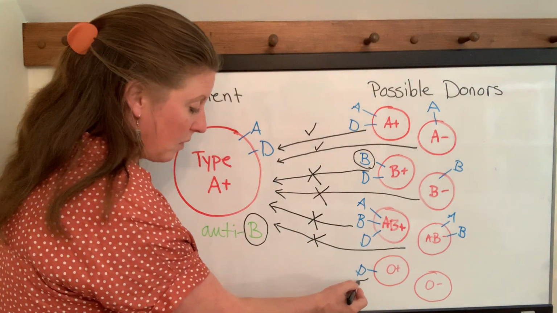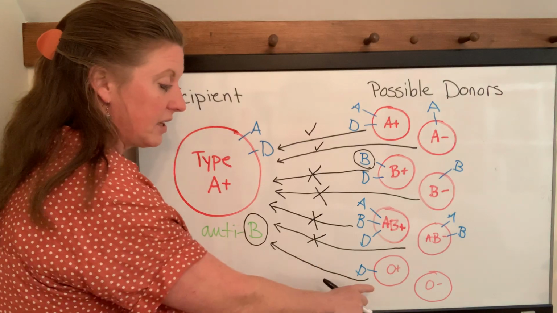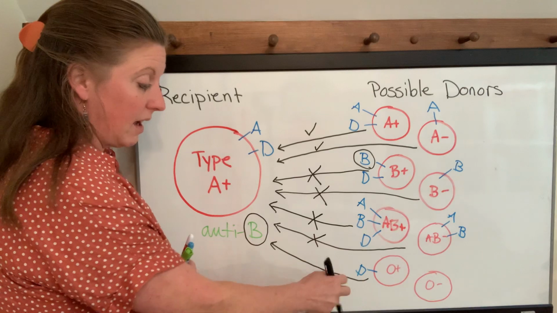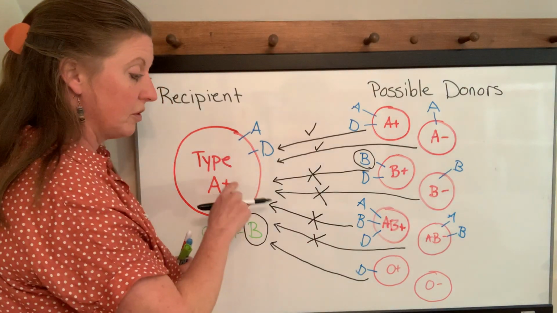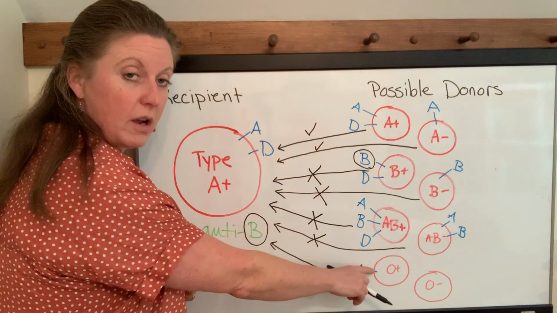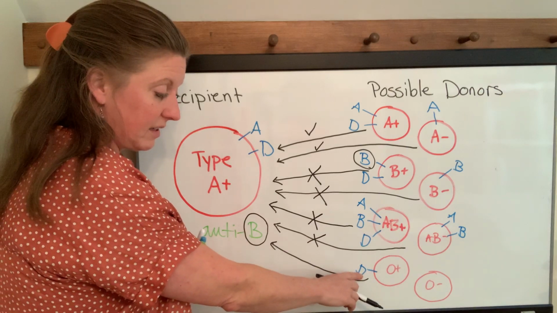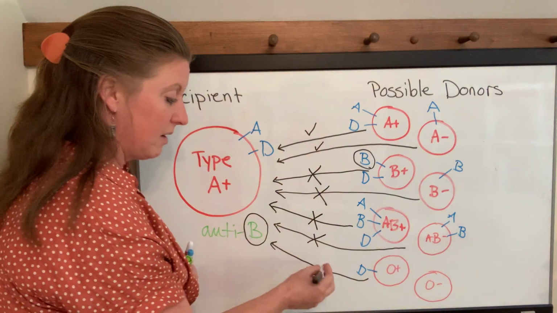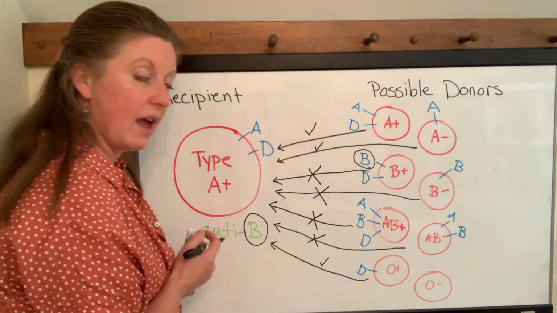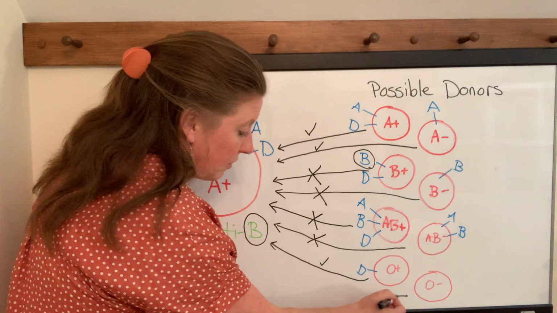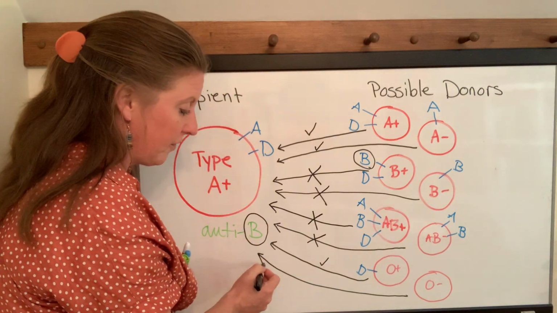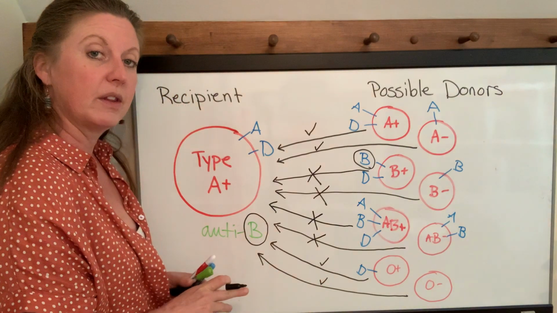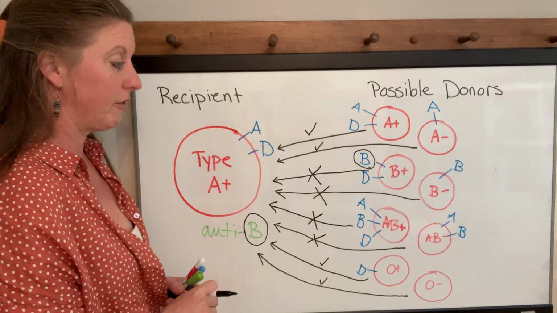All right, can I give someone with type A positive blood type O positive blood? I can, because I'm not introducing anything new. This doesn't have an A or a B antigen, has no antigens except for the D, and therefore there's nothing that this antibody B will be able to agglutinate. So that one's fine. And O negative blood is also fine for the same reason. We're not introducing anything new.